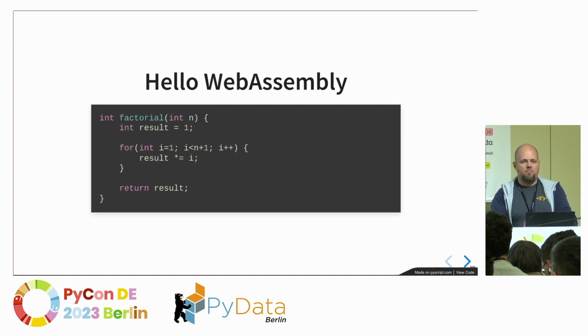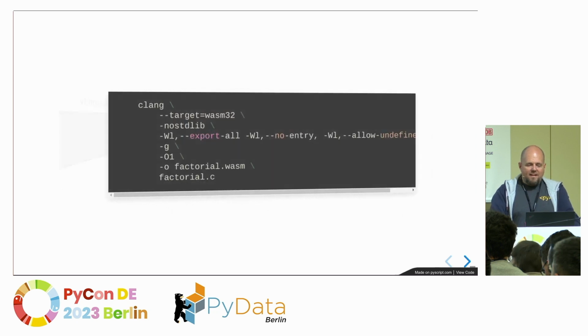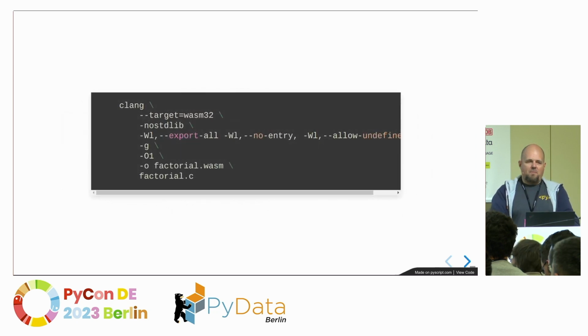We have a very simple function in C which computes the factorial number. I hope it's correct. And we can compile it to WebAssembly. This is the command line, don't spend too much time looking at it. We can use Clang, which has a WebAssembly backend, so that it can emit WebAssembly code. I pass various options, and I get factorial.wasm, which is the output file. Let's see what is inside.